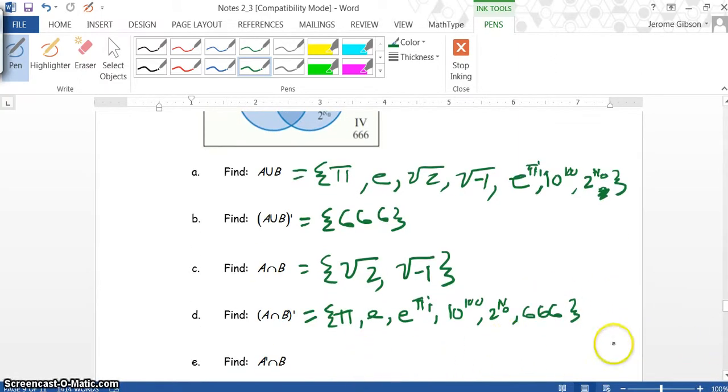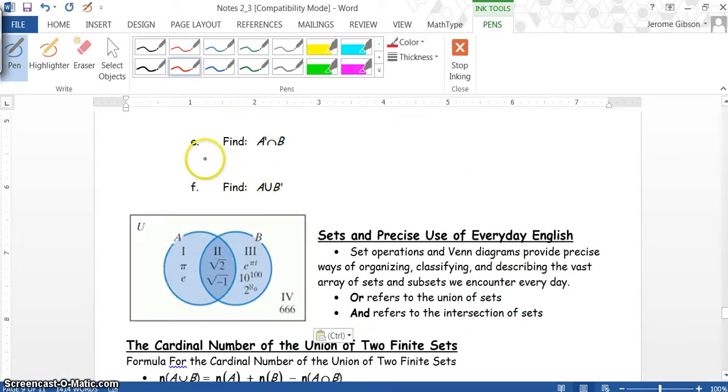Now we have A complement intersect B. Now to make E and F a little easier, I inserted the same picture here at the bottom so it'll be close to the problem. It says find the complement of A. We know the complement of A is everything that's outside of A, which will be these 4 terms here. This is the complement of A.